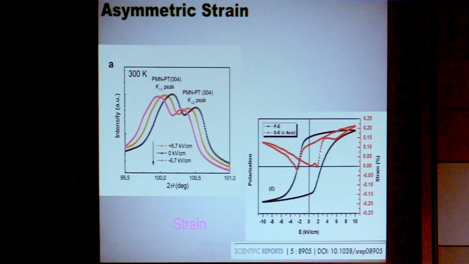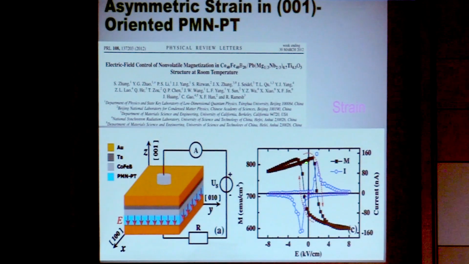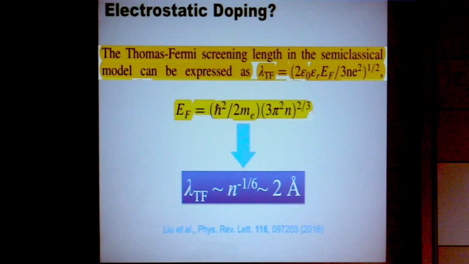For example, this red curve is a strain curve versus electric field for the PMPT, and this is another strain curve. Also, this mimics the strain curve of the PMPT substrate. And then we also considered that our resistance curve is similar to a strain curve, but what about the other mechanism, the so-called electrostatic doping?